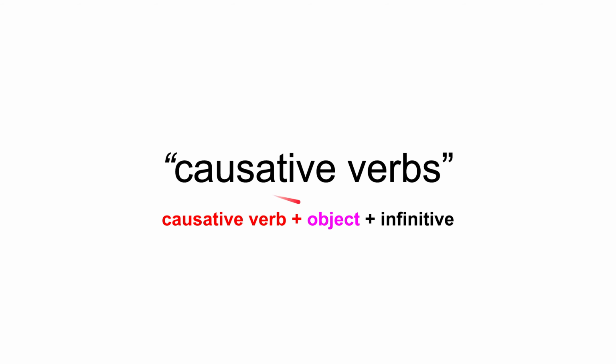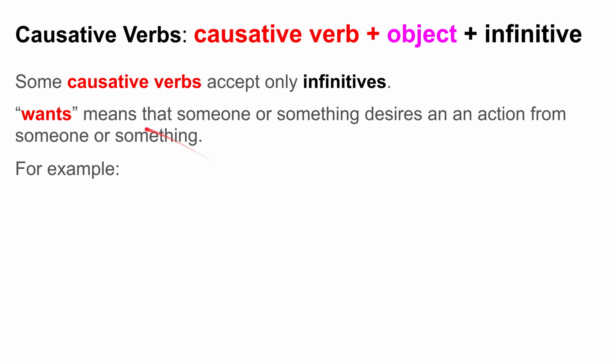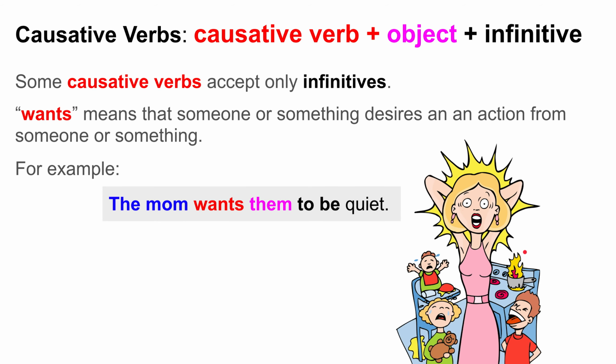We're going to look at causative verbs that accept infinitives. Some causative verbs accept only infinitives. Want is one of them. Want means that someone or something desires an action from someone or something. Let's look at some actions. So look at the mom. She's frustrated. The kids are crying. The boy is laughing. She doesn't seem very happy with all the noise around her. So we can see that the mom wants them to be quiet. Here, the desired action is silence from them, which are the children.